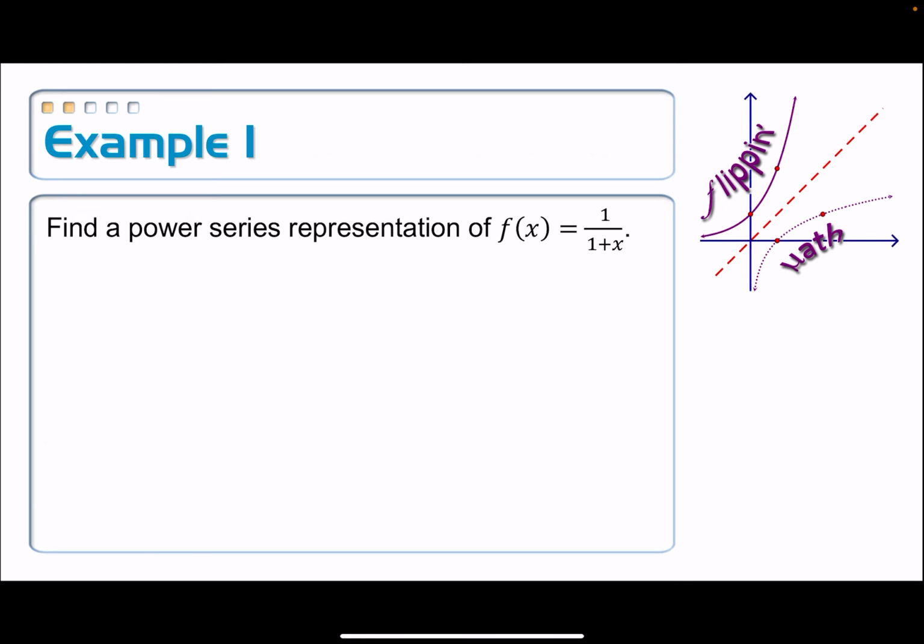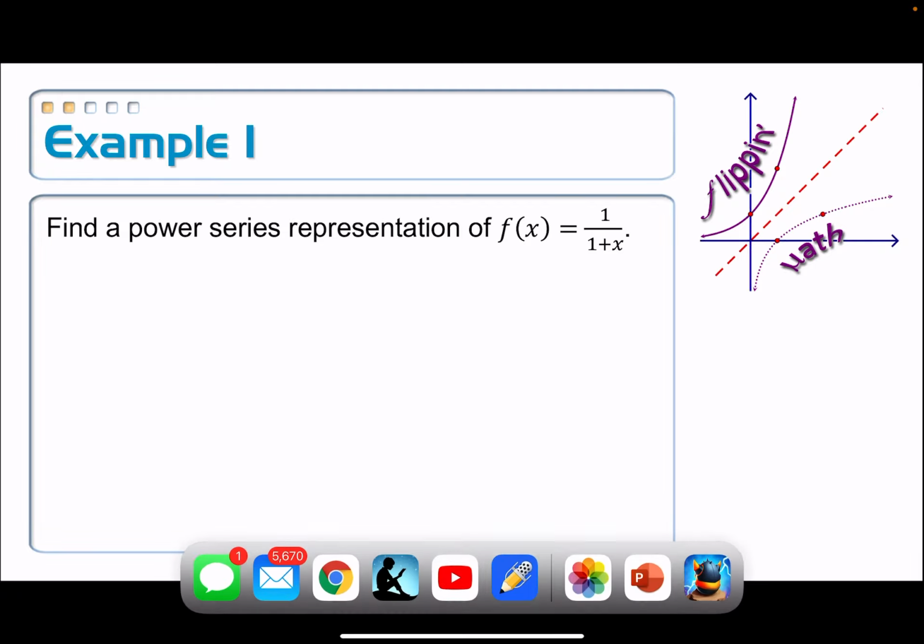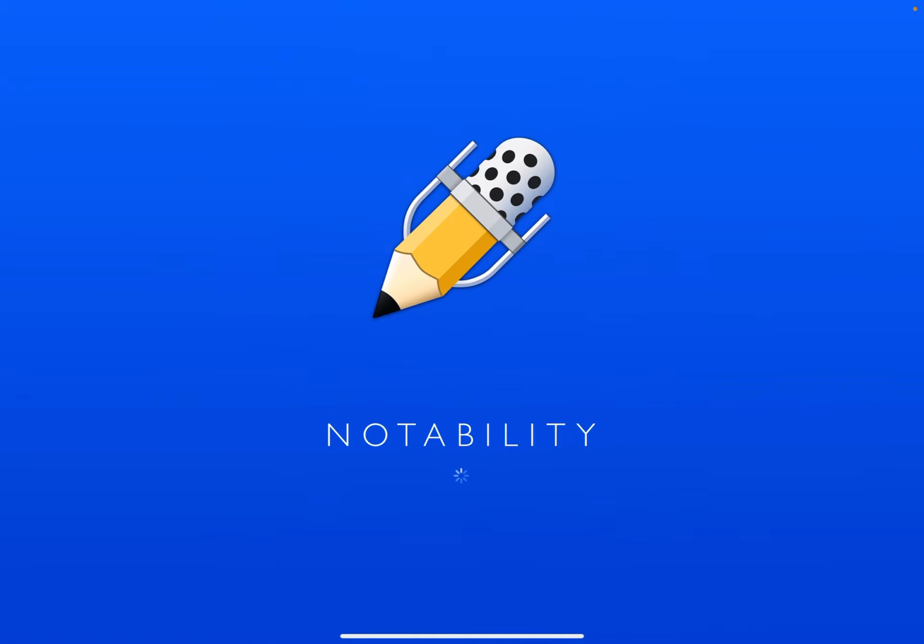Here, let's look at another example. Find a power series representation of f of x is equal to 1 over 1 plus x. So recognize this sort of looks like that geometric sum. Sure, there's a plus sign there instead of a minus sign, but you know what? We can totally fix that.